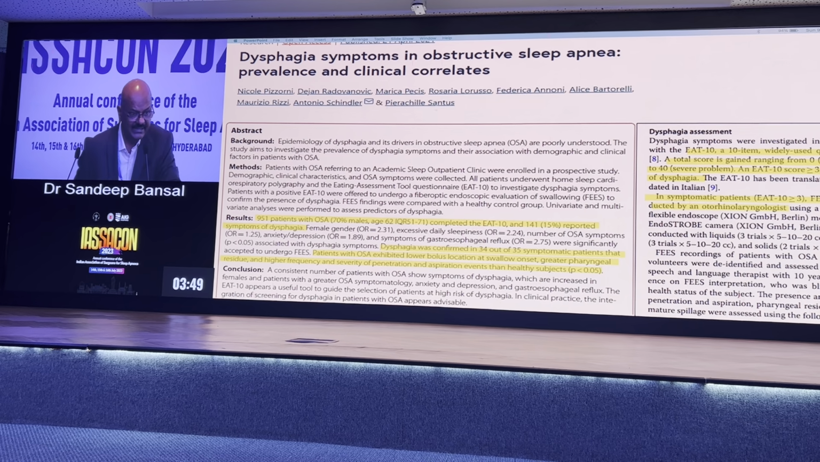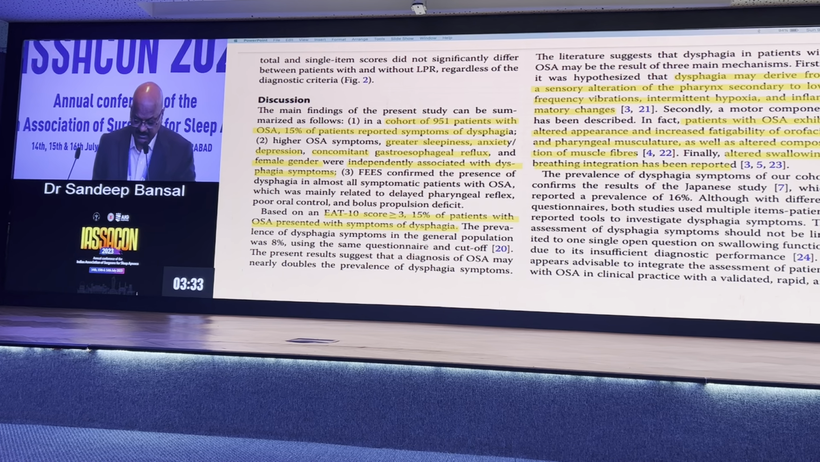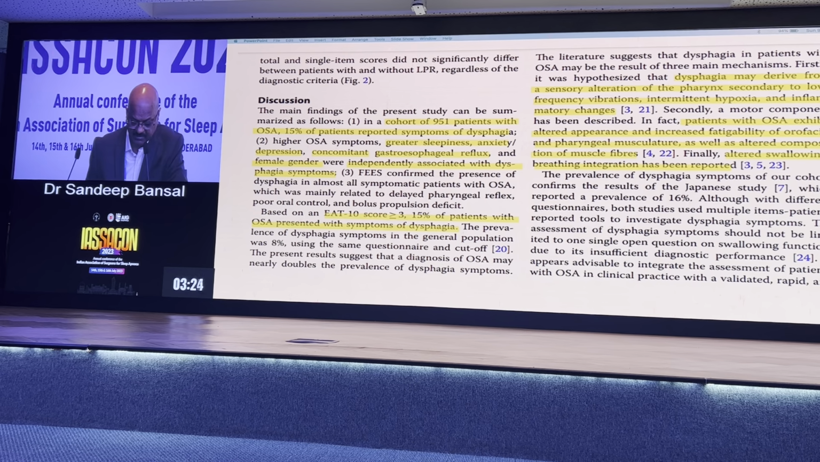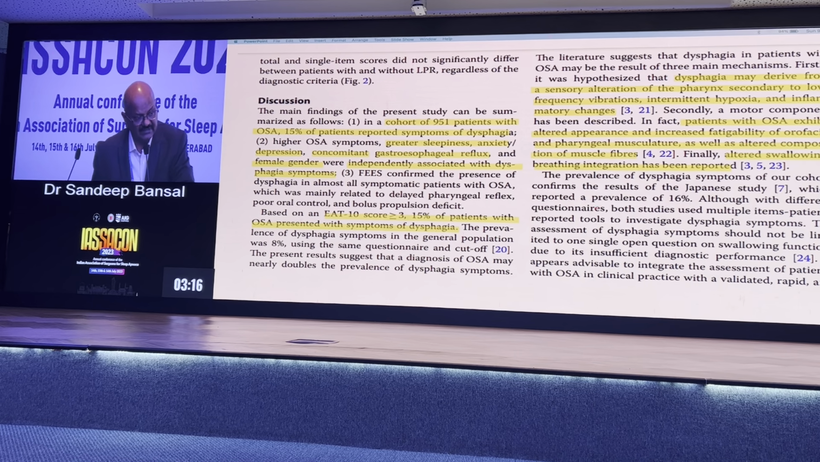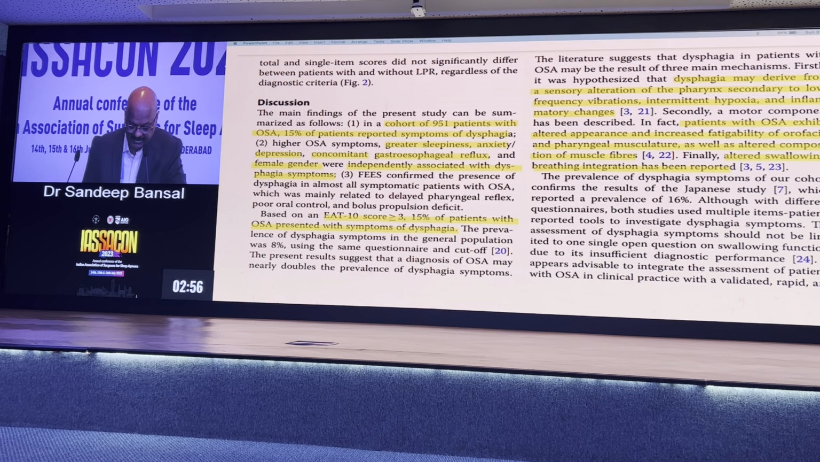Now the subjective way would be an EAT-10 questionnaire, and the objective way would be FEES. We are using FEES for other things also, but we can objectively see the patients for swallowing disorders in obstructive sleep apnea also. Now this study said that the OSA patients have greater sleepiness, anxiety, depression, concomitant gastroesophageal reflux, and are independently associated with dysphagia. Gastroesophageal reflux has already been clearly established. We have just finished a study about the association of reflux and OSA with the 24-hour pH manometry. I think Srinivas is also doing the same thing. So we'll be publishing our results very soon. And an EAT-10 score of more than 13 says that patients with OSA would have dysphagia.